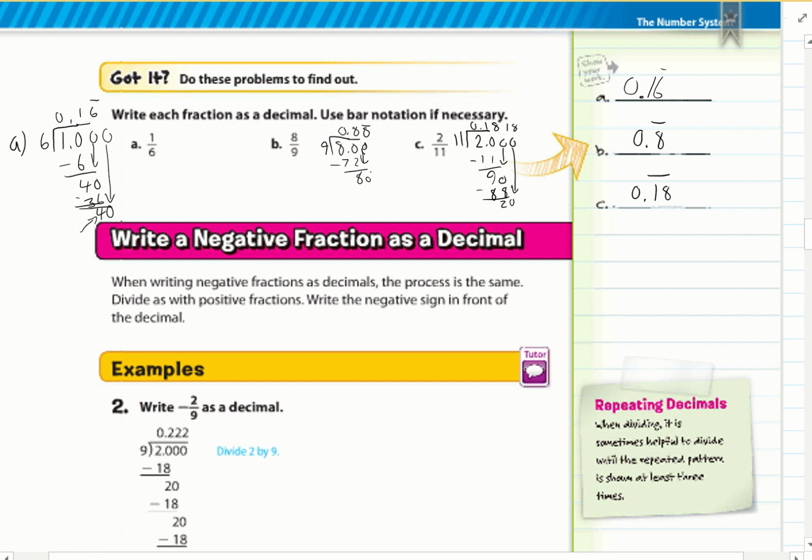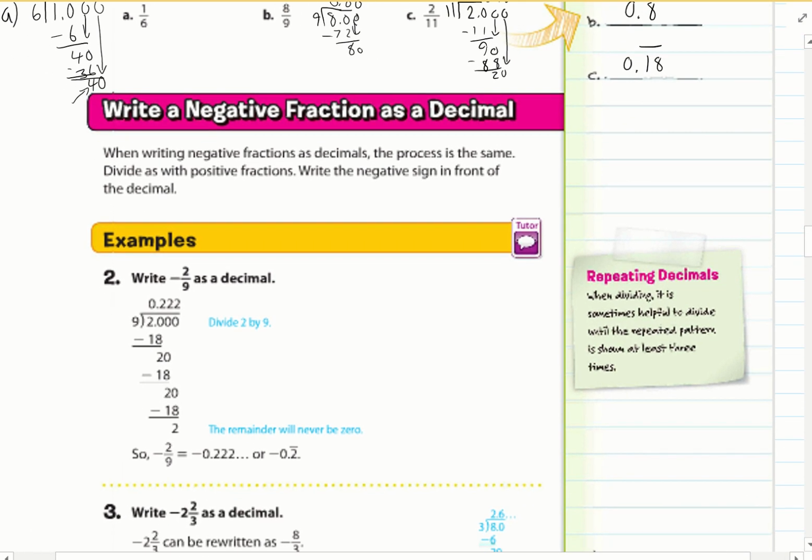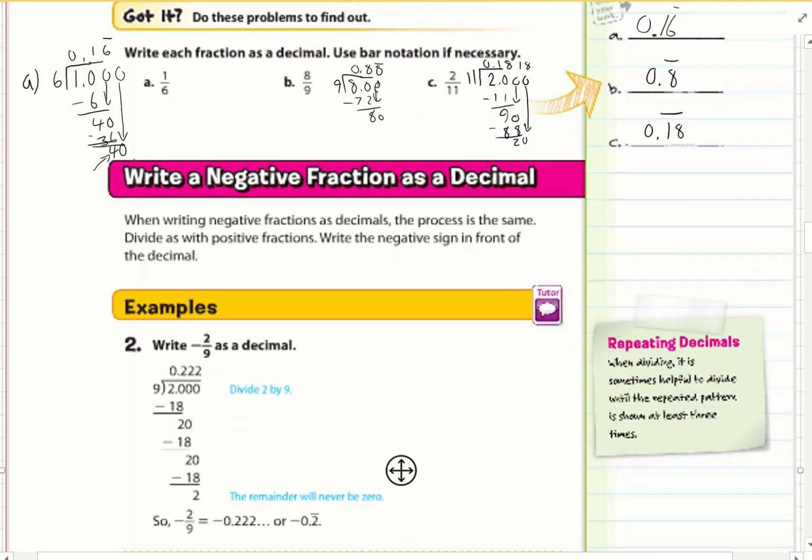For B, same thing. I noticed that I got 80 again, because 9 goes into 88 times, so I know that's just going to be repeating 8. For C, this one was a little bit more interesting, had to go a little bit deeper. 11 goes into 21 time, and then 11 goes into 98 times. So if you notice, the bar notation for C went on top of both the 1 and the 8, because the whole 18 is going to be repeating. In comparison to A and B, I only put the bar notation on one number because only the 6 will be repeating in A, and only the 8 will be repeating in B.